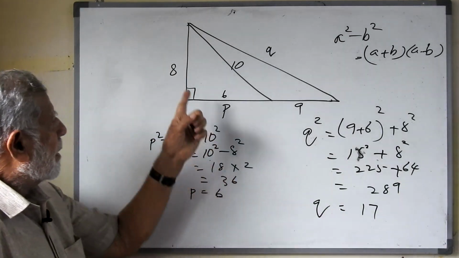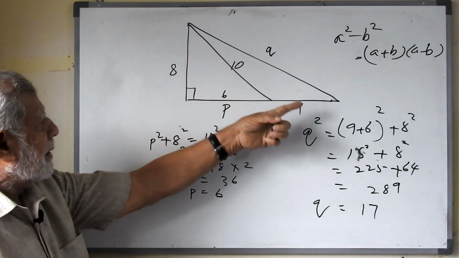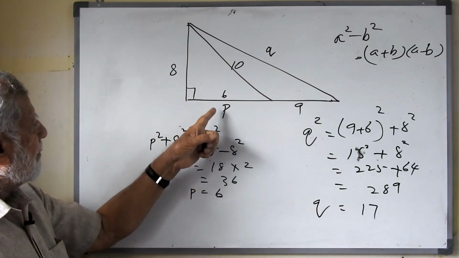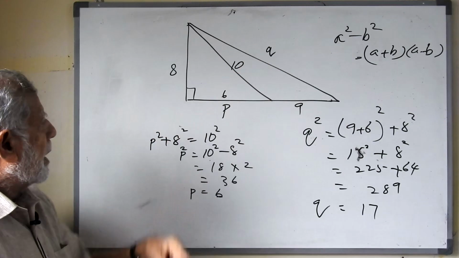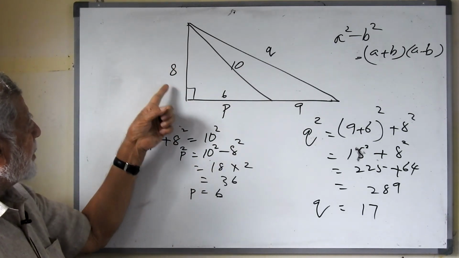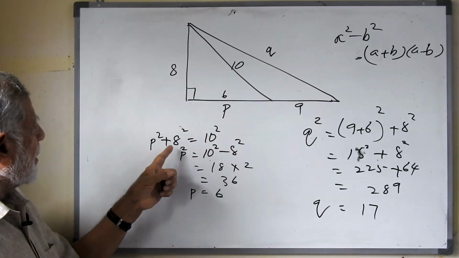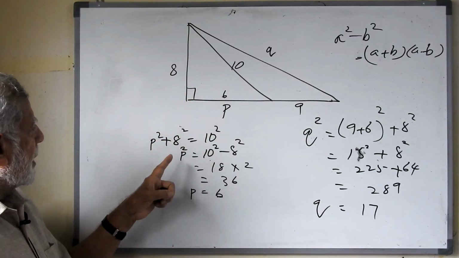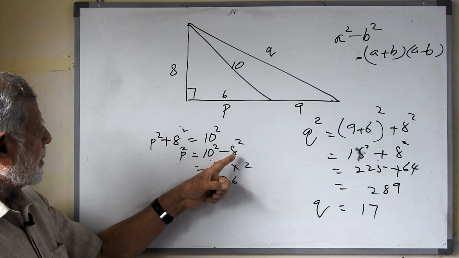We'll go this again. Now here there are two right angle triangles and we have to find the value of p and q. So in this we take this triangle first. Here 8 square plus p square is equal to 10 square. So p square equal to 10 square minus 8 square.